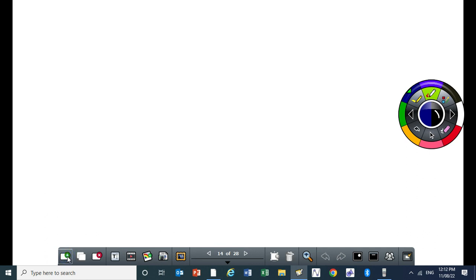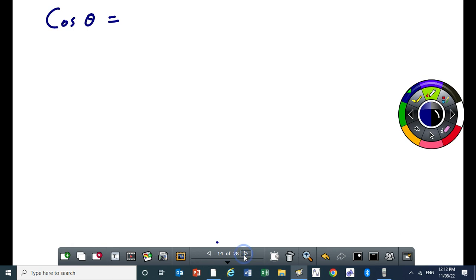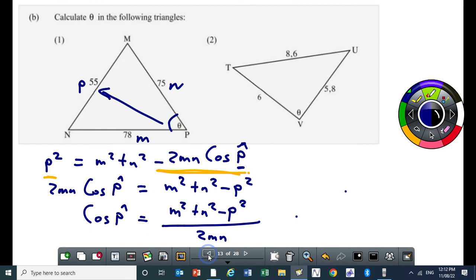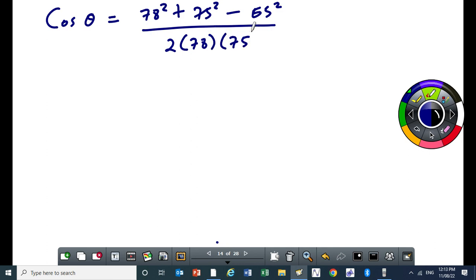Now I'm going to substitute the p by theta. So I can now write cos theta is equal to m squared. What is m? m is 78. So this will be 78 squared plus n squared, where n is 75, so plus 75 squared. Minus p squared, what is p? That will be 55 squared. This is all over 2 times 78 times 75.